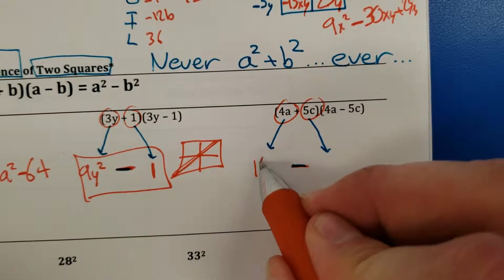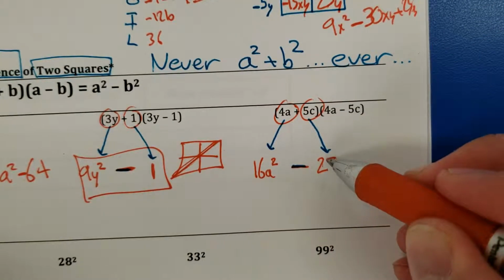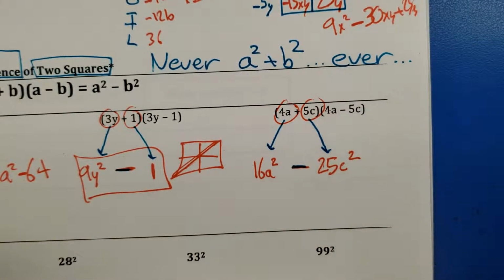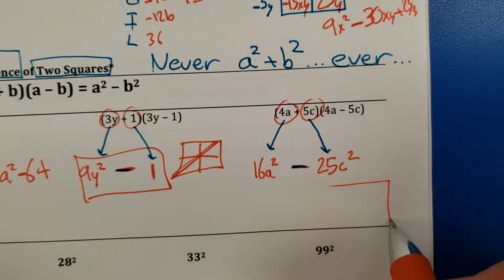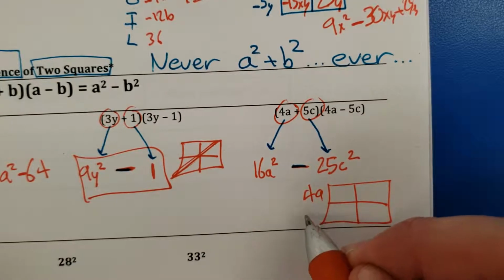4a times itself would be a 16a squared. 5c times itself would be a 25c squared. That's it. That's all. I'm going to go ahead and slow this one down and prove to you that I did not make the mistakes.